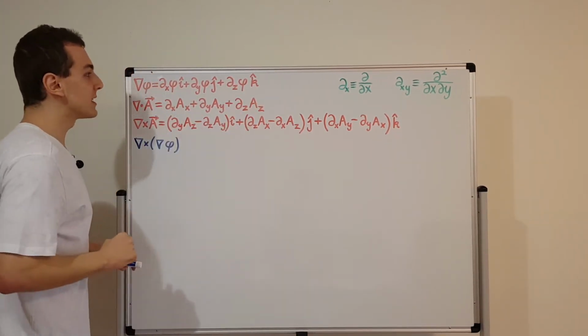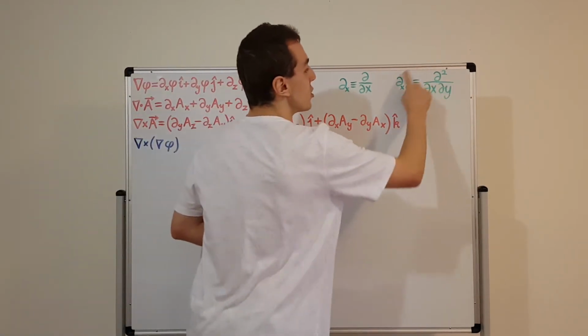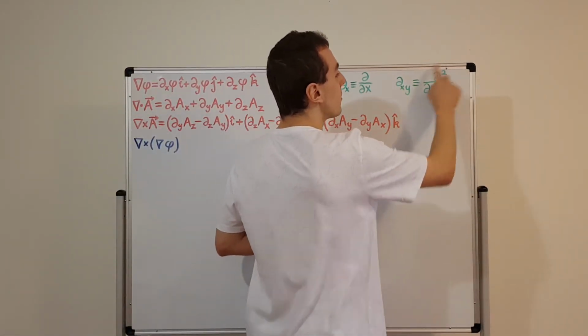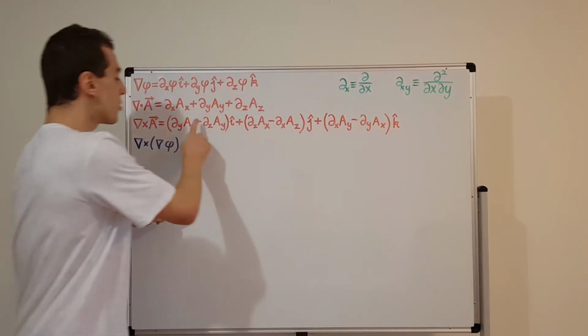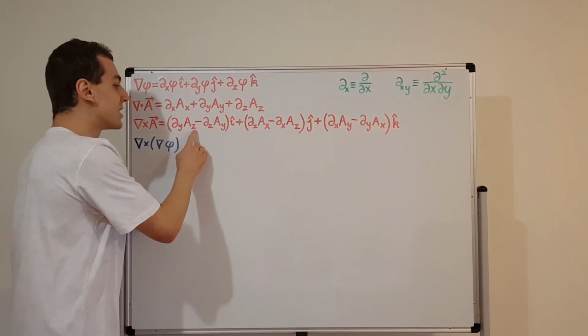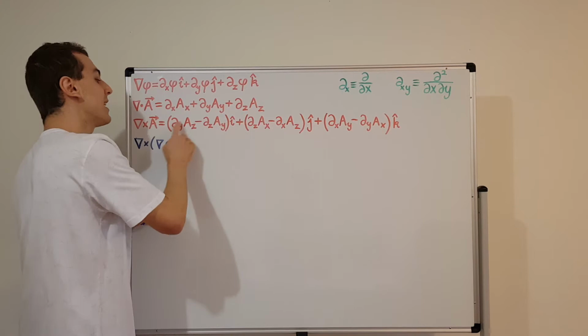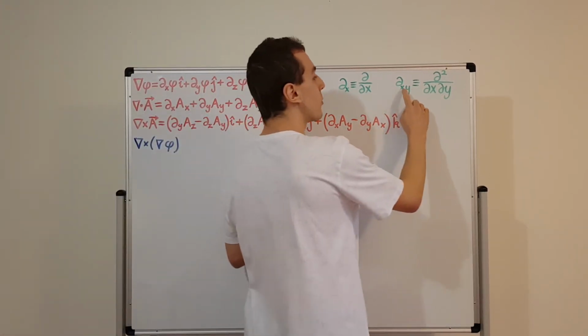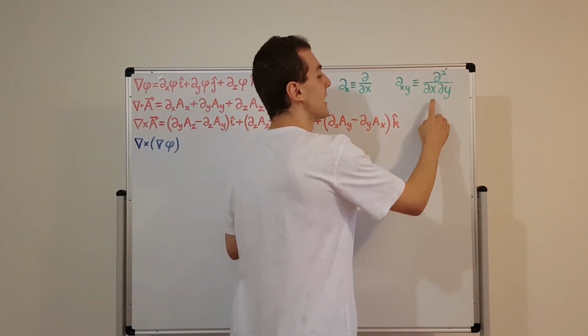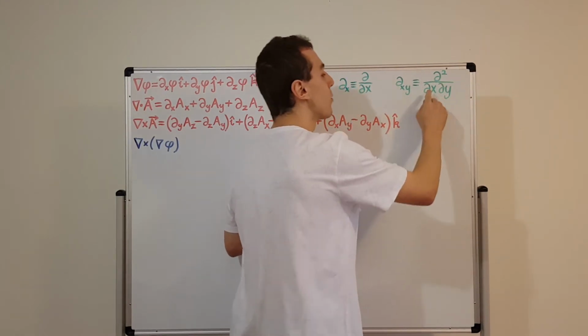So we can use this mixed derivative notation. For this term over here, we're going to have a z derivative acting on phi, and then a y derivative. So we can write yz over here, and that's going to denote a z derivative and then a y derivative.